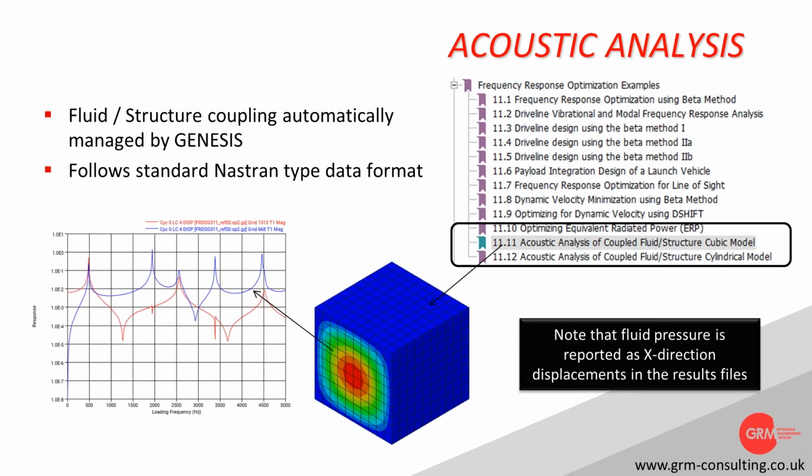If you want to be able to run this, there are some additional tutorials in the Design Studio examples manual, and I'll show you how you can get to that a little later in some of the new features of Design Studio. One thing just to note is when you are processing the fluid pressures, they plot in Design Studio by default as an X direction displacement.